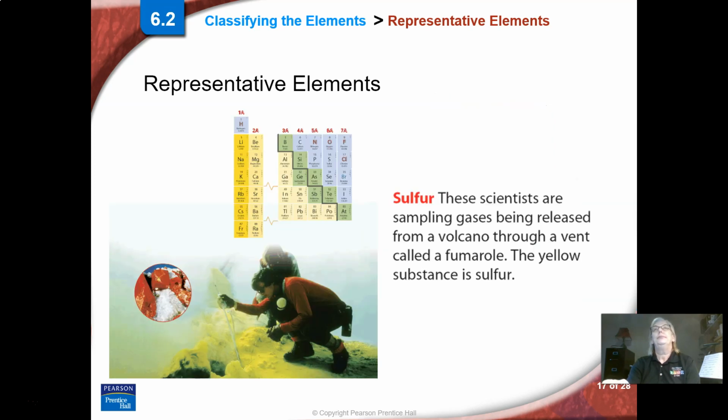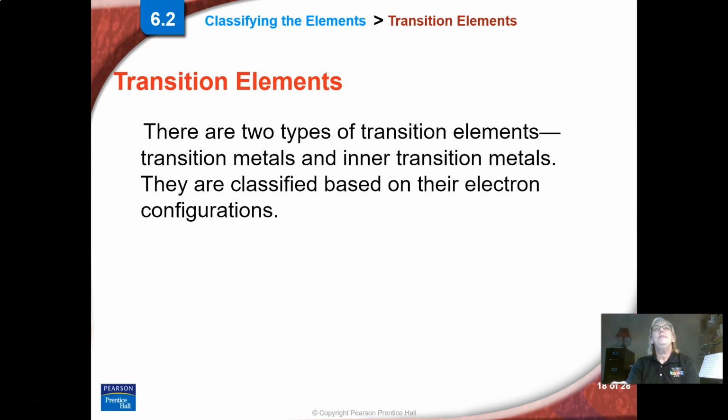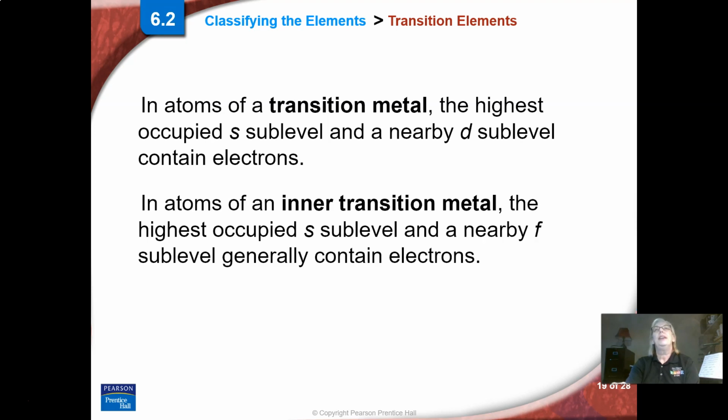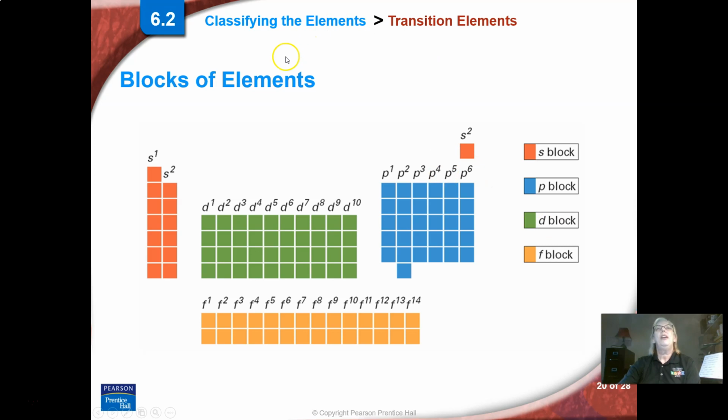What else do I want to tell you? Transition metals are another part of the periodic table, and they're based on their electron configuration. Transition metals are filling the D sublevel, and inner transitions are filling up the F sublevel when we do the electron configurations. So this block symbolism is really important. These guys are filling their electrons in the S. These guys are filling their electrons in the P.